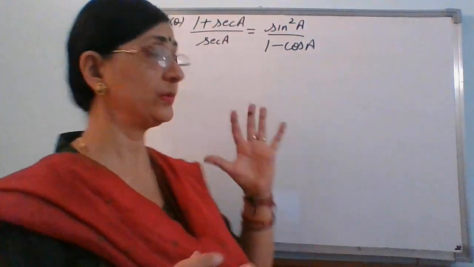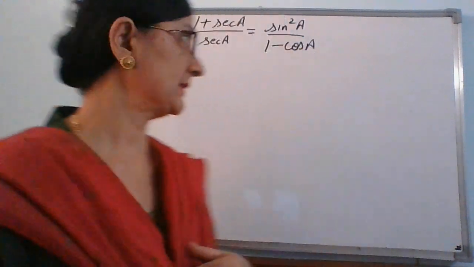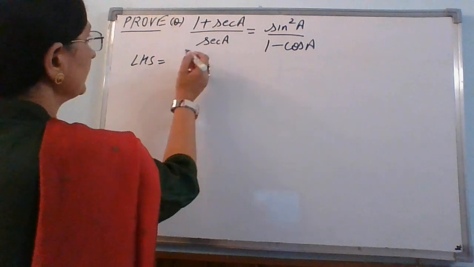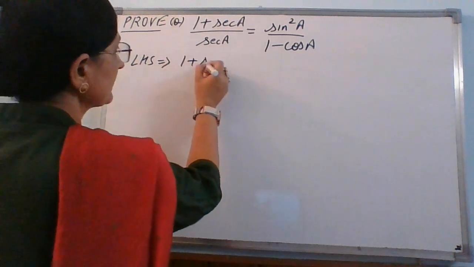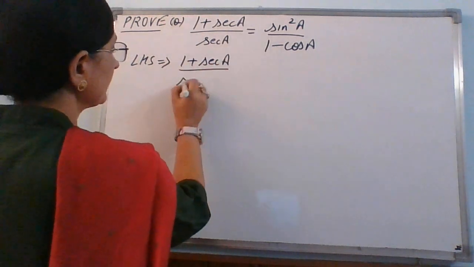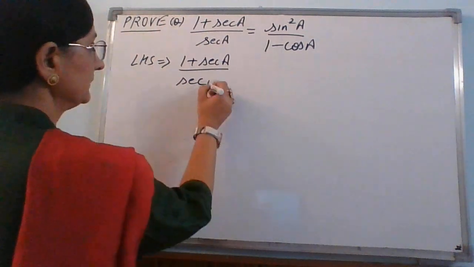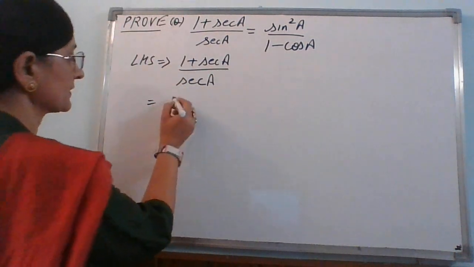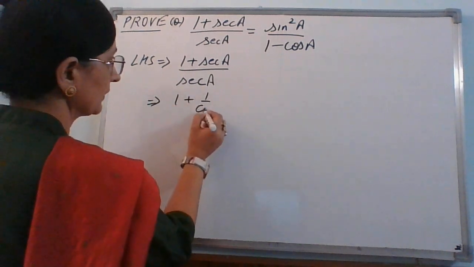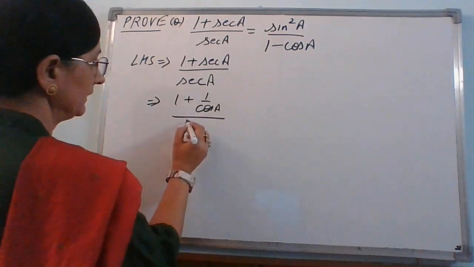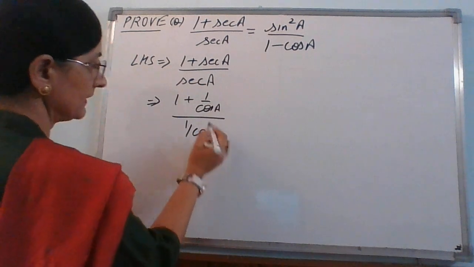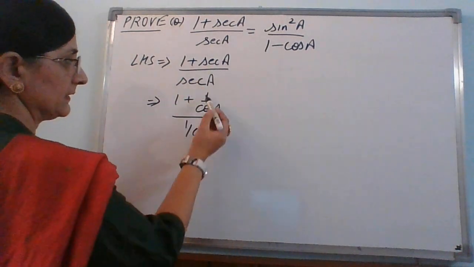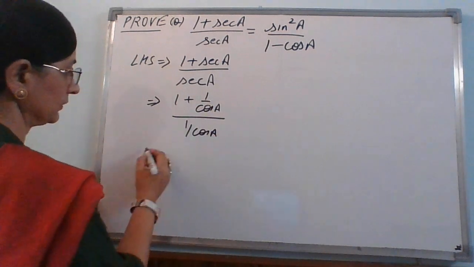Okay, now I'll be doing the last question, right, of this identity here. Now the question is this, so let us write the left hand side here, that is 1 plus secant A upon secant A. So here, let us change the secant A into cos, right? What is secant? 1 upon cos. So 1 plus 1 upon cos of A upon 1 upon cos A, right? I've changed this secant and this secant into 1 upon cos and 1 upon cos, right?